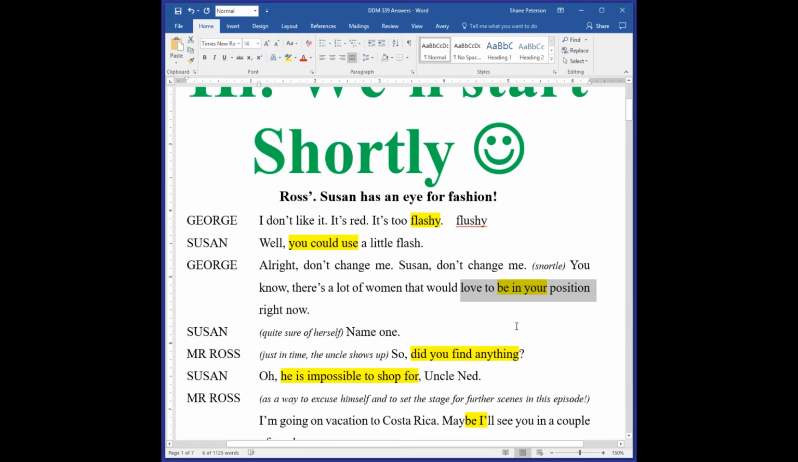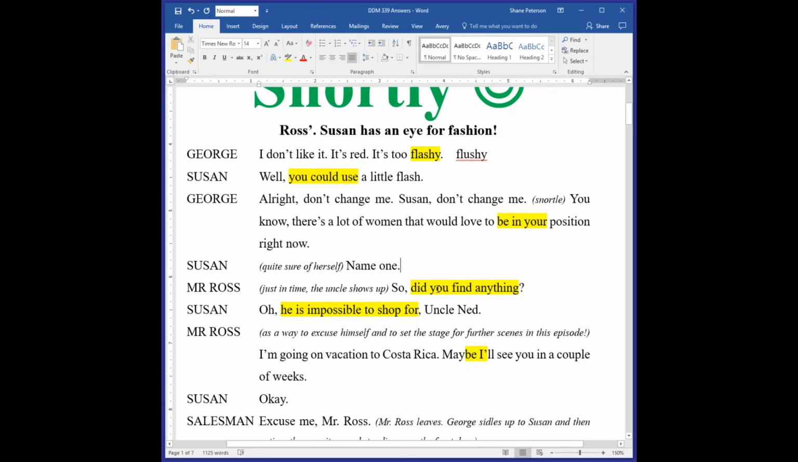Okay. Great, great. Let me go back to George. In this case, you put the emphasis on anything, but I want you to have the emphasis on find. Exactly. One more time, please. Did you find anything? Excellent job. And this is very common. You go to the store, you're looking. The clerk asks, did you find anything? Great job.